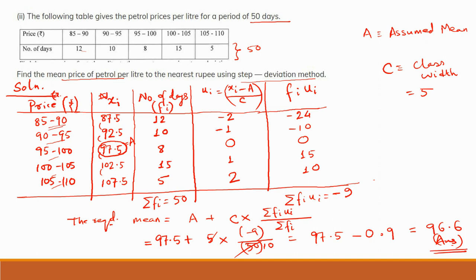So find the mean price per liter to the nearest rupee. Okay, so to the nearest rupee you have to do. Since it's to the nearest rupee, this can be equal to 97 rupees. And also always write rupees here. Okay, hope this is clear to you guys. So let's move to the next problem.